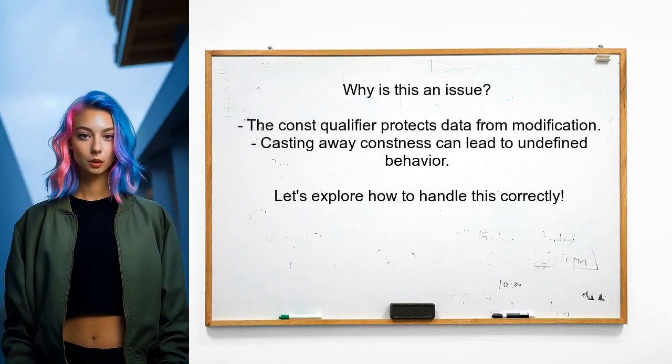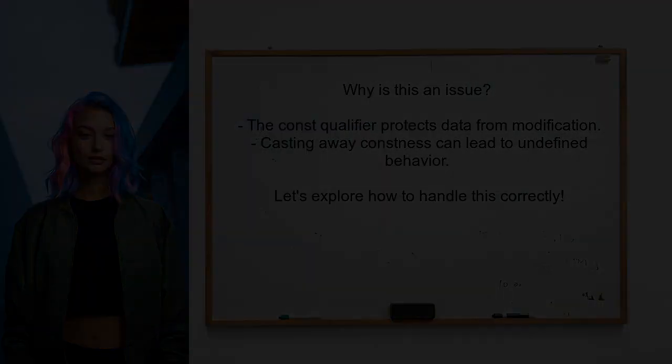The const qualifier is there to protect data from being modified. When you try to cast away constness, you're essentially telling the compiler that you know better. This can lead to undefined behavior if the original data is modified. Let's explore how to handle this correctly.